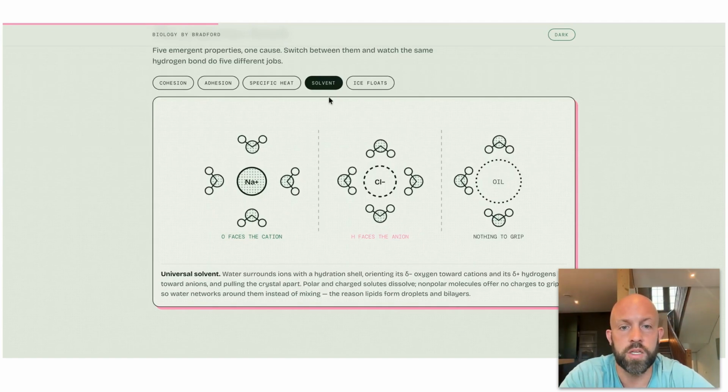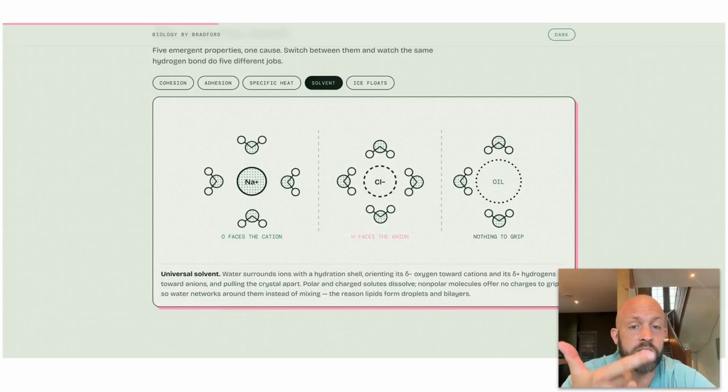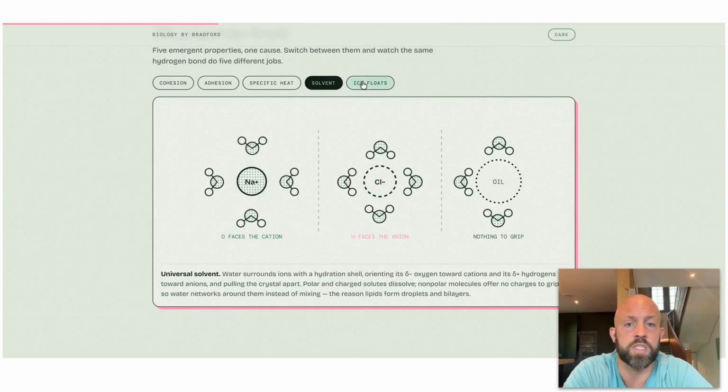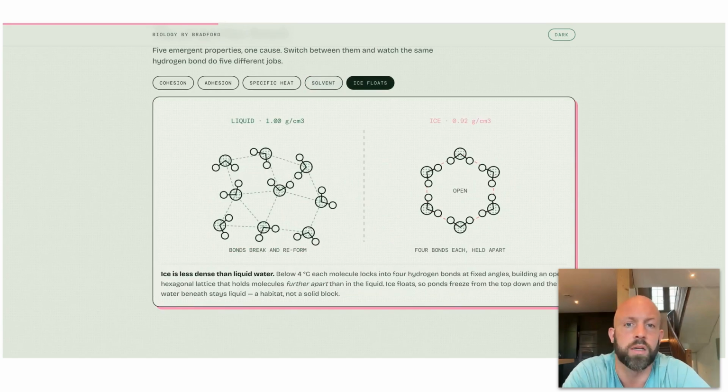You also will see oil float on top of water because it's less dense and it's non-polar, so it actually repels. It's what we call hydrophobic because there's no charge within it. So there's nothing to grip on, it's repelling.